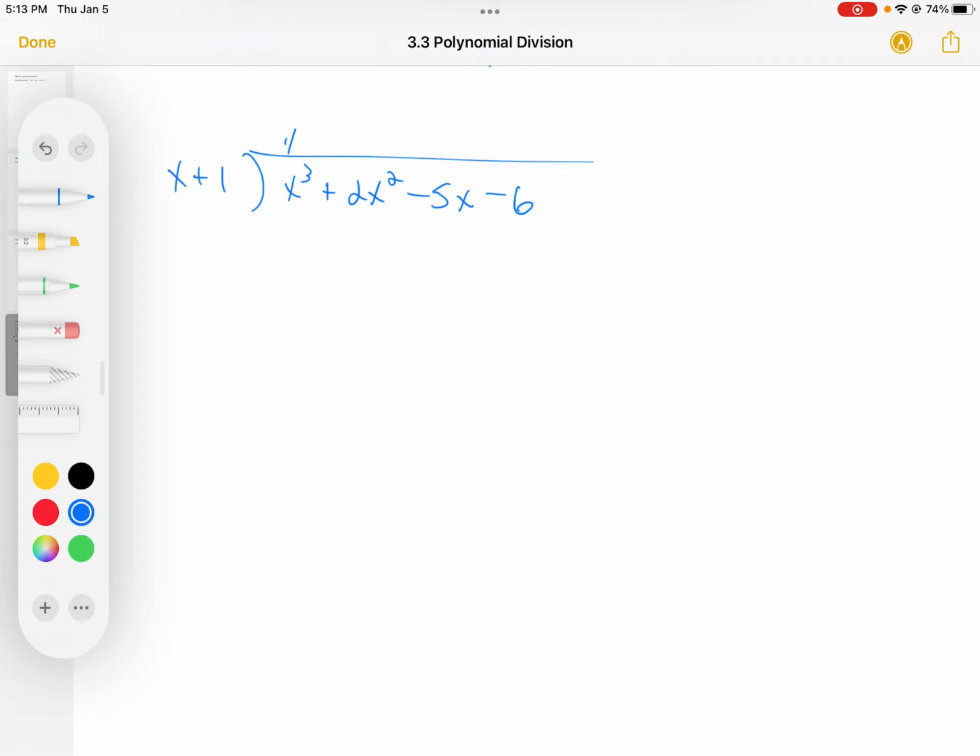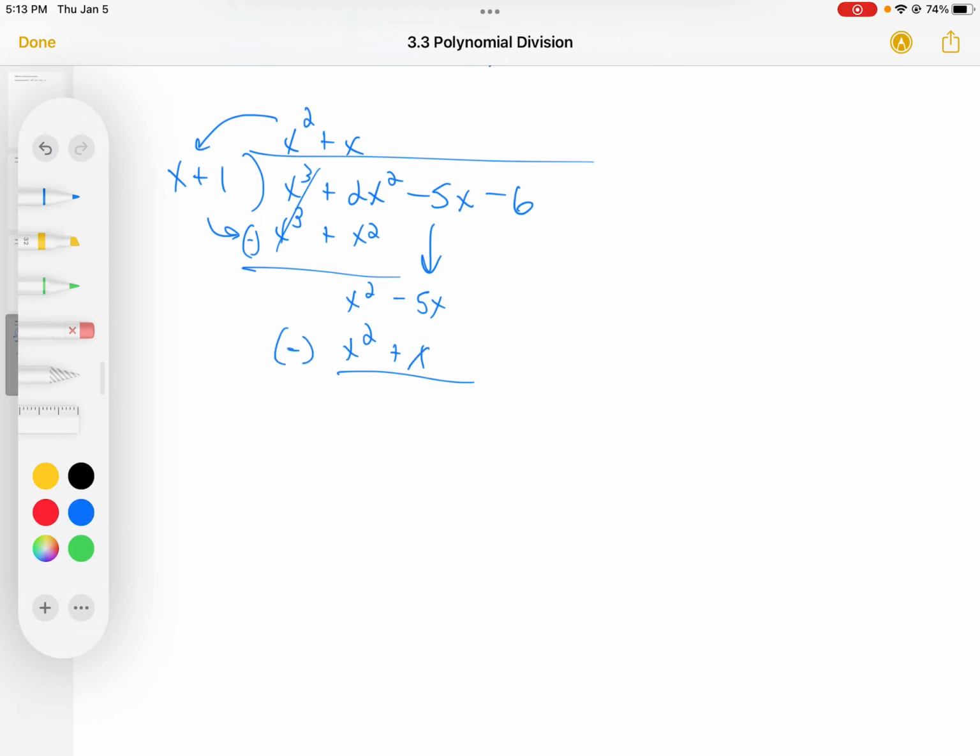So we got this to be x squared, and we're just going to multiply it. Okay, multiply it around. This is going to become plus x squared. We're going to subtract these. We get x squared. We're going to bring down the negative 5x. Okay, so what times x gives us x squared? So it must be positive x. That should be x. There we go. We're going to subtract that.